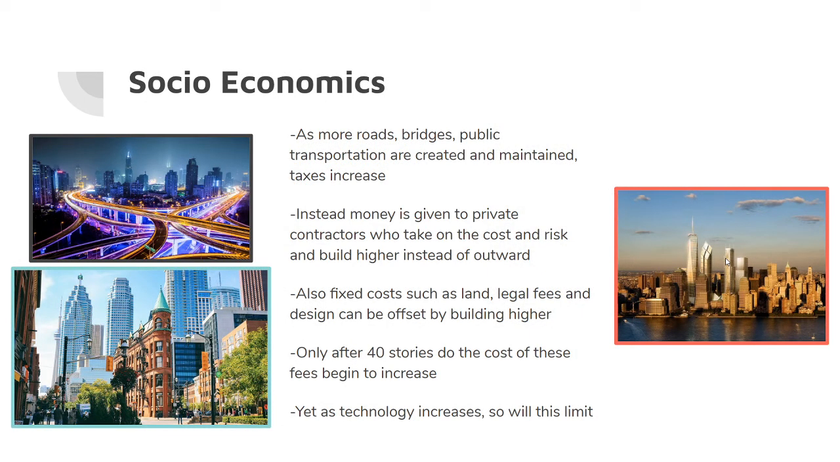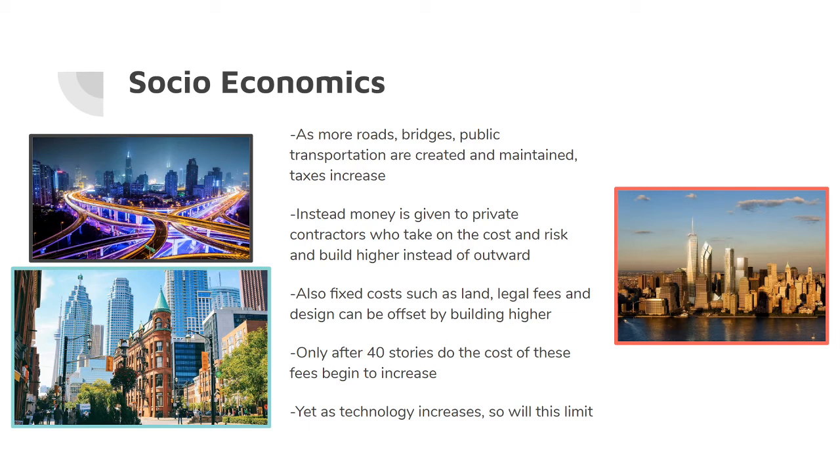Next, we move on to the socioeconomics surrounding urban sprawl. When trying to understand the socioeconomics around urban sprawl, we are basically trying to understand how such a concept directly affects people. First of all, as more roads, bridges, public transportation, and other forms of public infrastructure are created and maintained, taxes must increase. It is no surprise that most cities that have the greatest issues pertaining to urban sprawl have the highest tax rates, such as New York City, New York with an 8.82% income tax, Los Angeles, California with a 13.3% income tax, and Washington, D.C. with an 8.95% income tax.